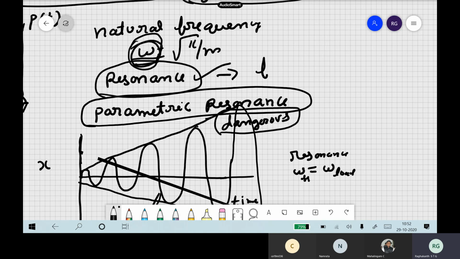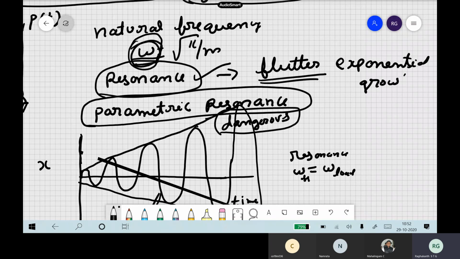And the other thing is flutter. Damping is normally a very good thing, but here the damping becomes negative, and here also exponential growth will come. So these are the two important things that happen when the load becomes dynamic. Anyway, I will stop here. Next class we will derive and see some simple dynamic stability problems.